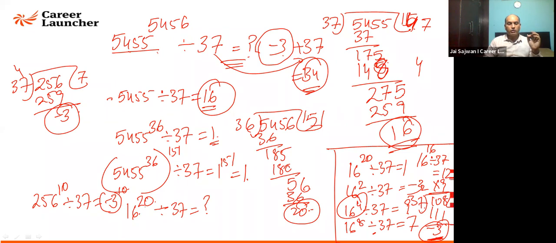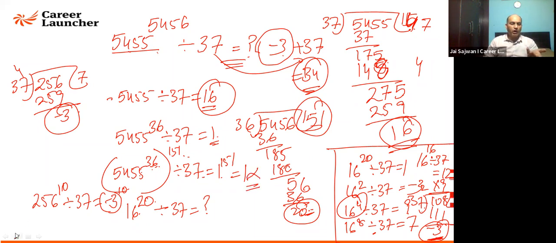So I know 16 to the power of 36, that is 5455 to the power of 36, when divided by 37, remainder is 1. I raised the power of this further 151, because 151 was quotient and remainder was 20. So you don't need to write anything here, everyone knows the remainder is 1.